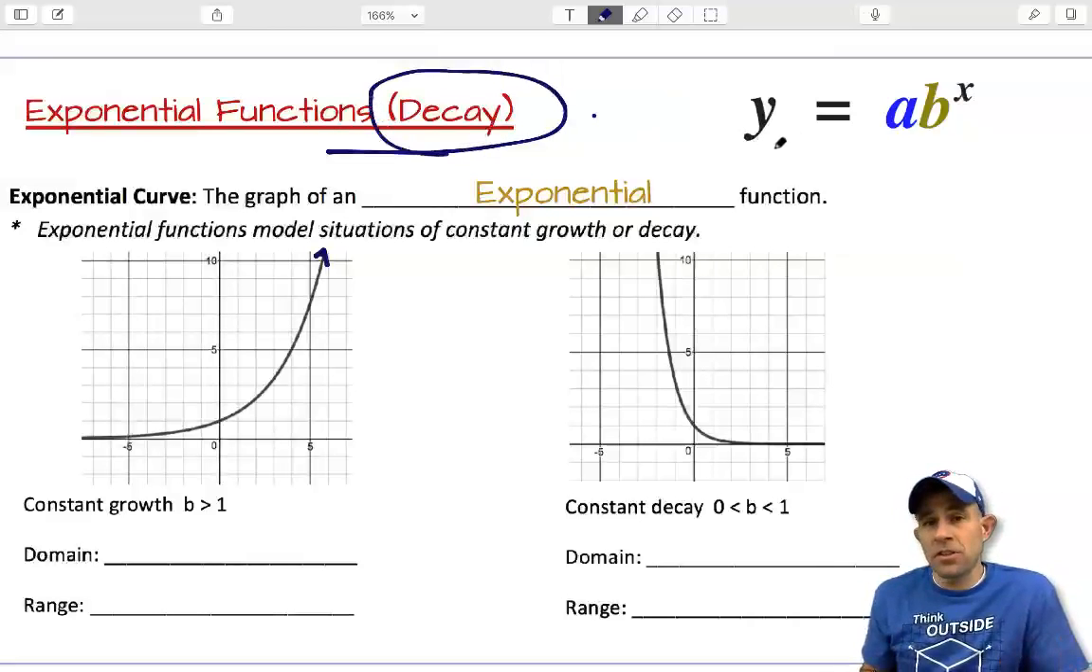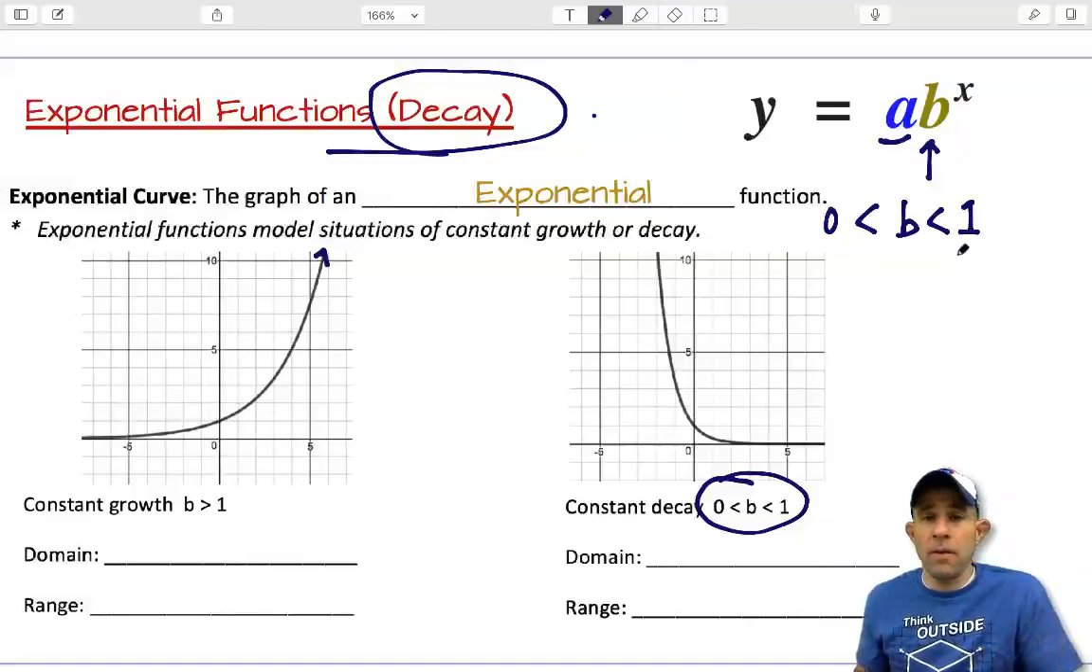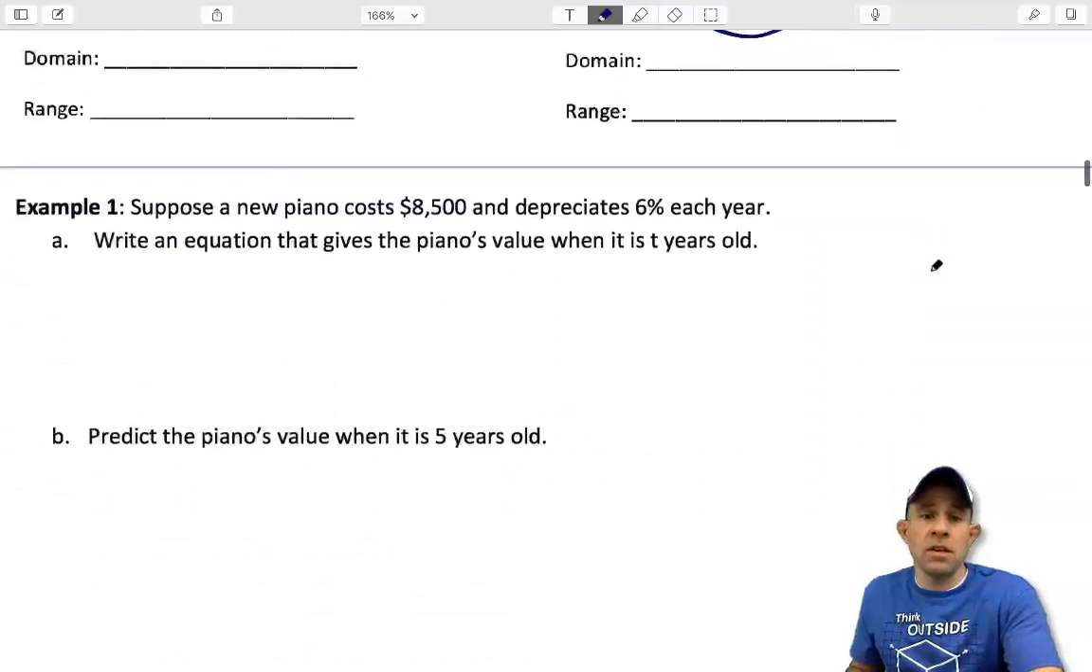So we have the same function here, y equals a, our initial amount, times b, our growth ratio, to the exponent of x. Now, the difference today is our exponential decay is going to have a value for b that's going to be between 0 and 1. So our growth factor here is going to be some fraction or some decimal that's positive in value, but between 0 and 1. Anytime we multiply something by a number less than 1, it will be decreasing or decaying in value. So let's take a look at a few examples here.